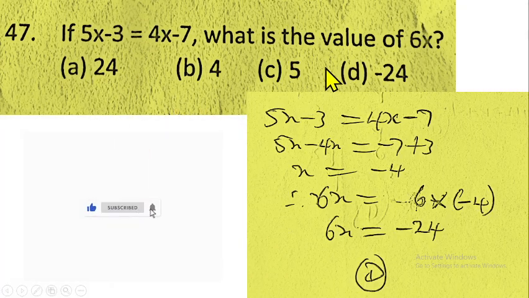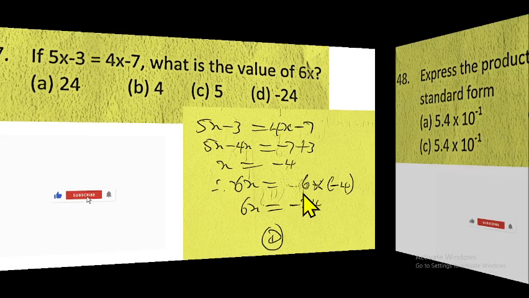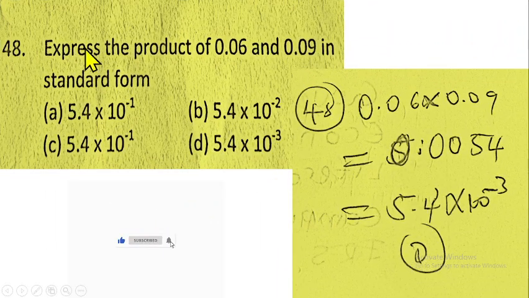Question number 47, this question is repeated. It is one we have solved today on one of the numbers, and the answer is minus 24. I believe you remember this question. Question number 48: you have to express the product of this and this in standard form.